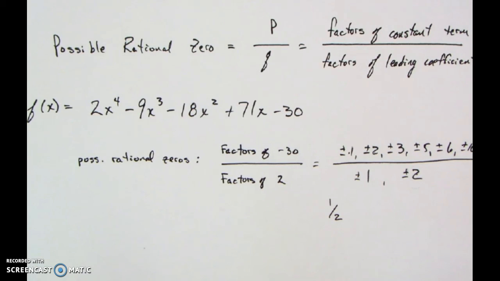Of course, we could then use synthetic division or long division to prove that those are zeros and to find our factors.